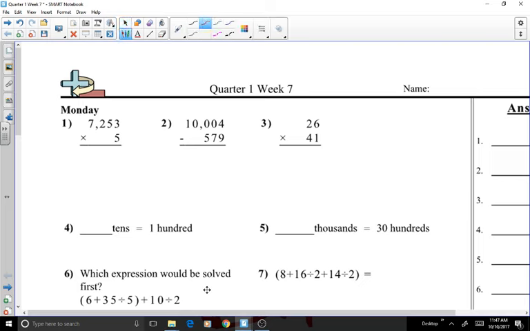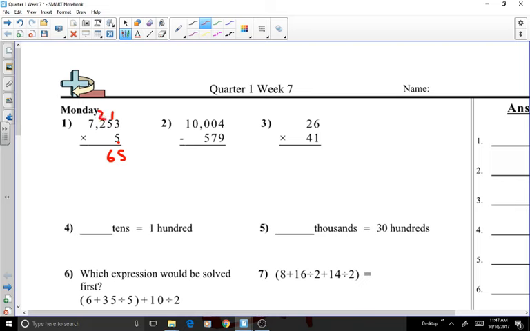7,253 times 5. One digit multiplication. 5 times 3 is 15. Carry the 1. 5 times 5 is 25 plus 1, 26. Carry the 2. Over to the hundreds place.